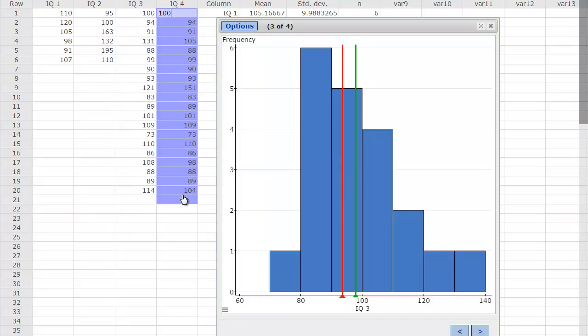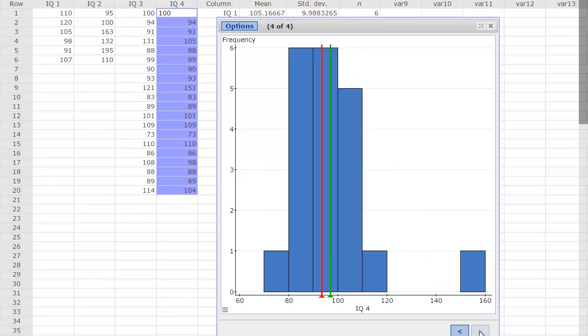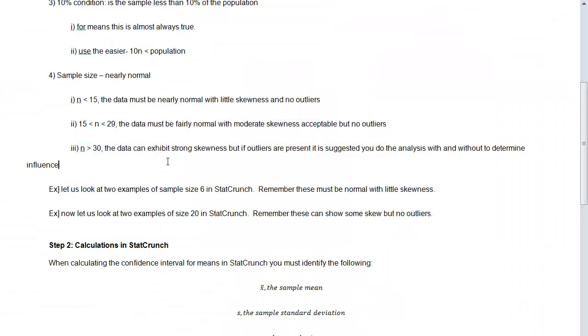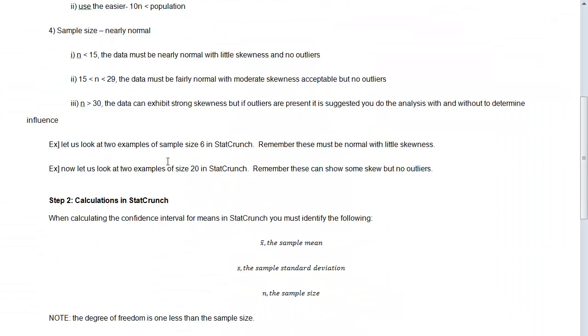However, when we look at IQ4 and I check out its histogram, the mean and the median are still about the same, but we definitely have this outlier over here at this data point of 151. And so this is not going to be acceptable because the rest of the data is fairly normal with this one outlier out here. So this is how you would be looking at this data, right? That's what you would do with histograms, okay? So you can check it out in StatCrunch.